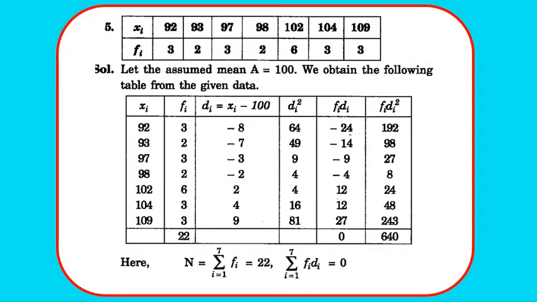Now next, again we have ungrouped data. So we have xi, we have the frequencies, taking a as 100, we take the assumed mean as 100. So we get di, that is xi minus assumed mean, then di square, then again fi di, then fi di square. Now here the sum of frequencies n equals 22 and sigma fi di equals 0. So note down the table.